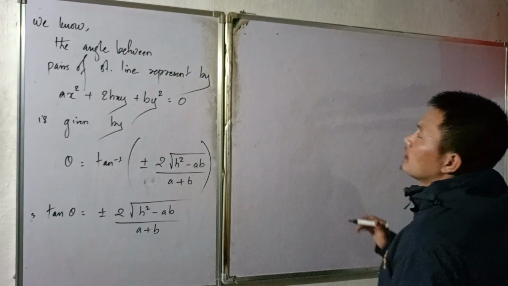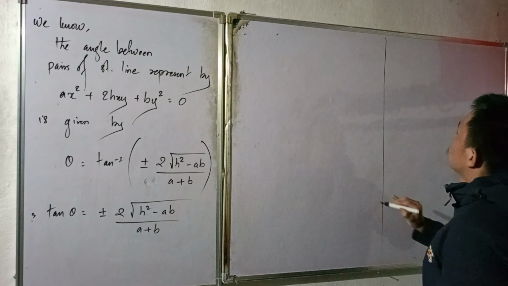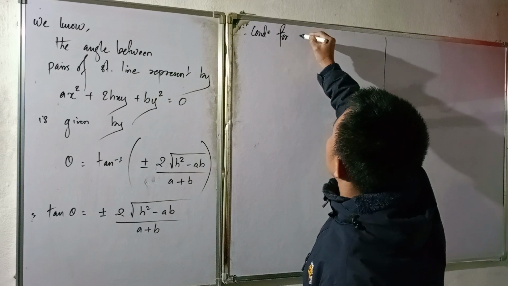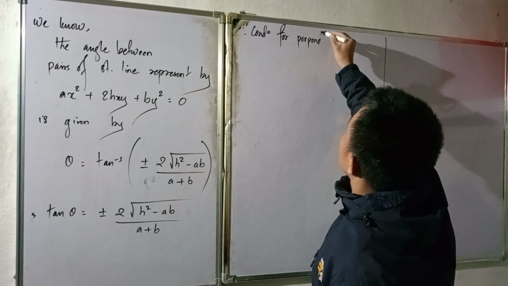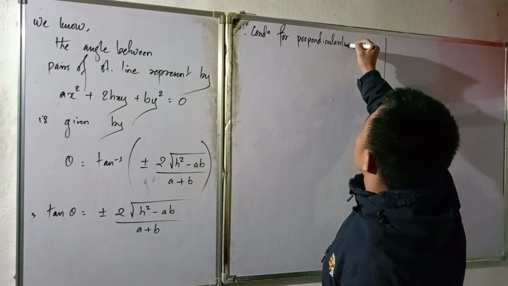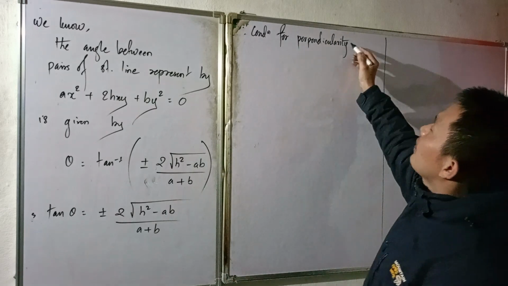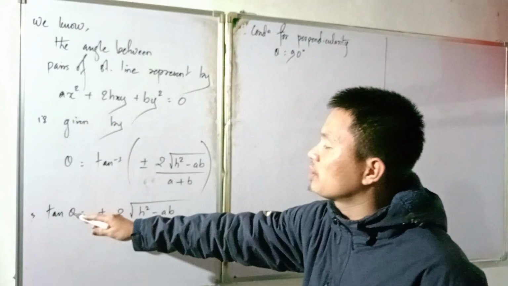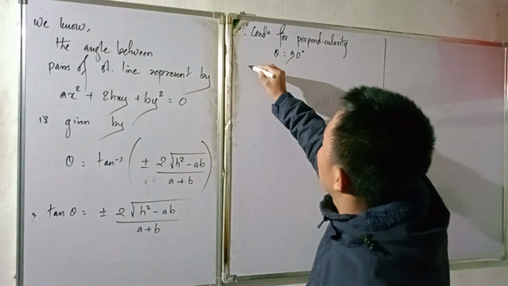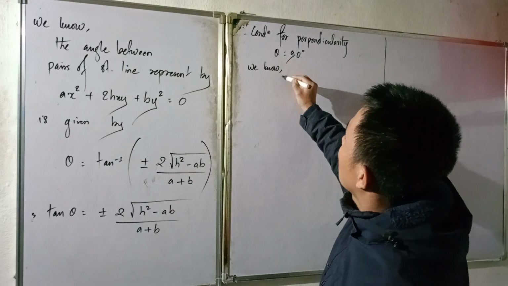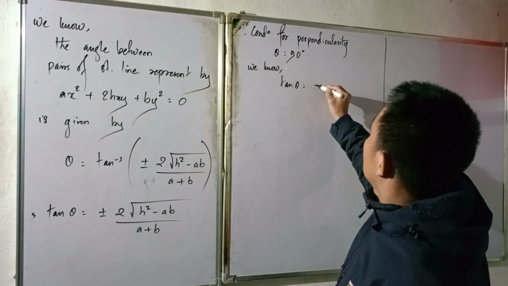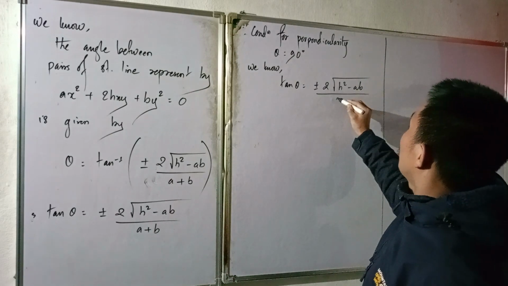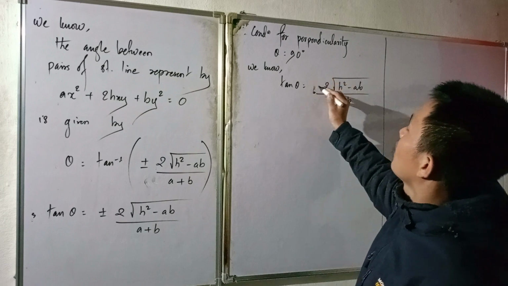Okay, so now for the condition of perpendicularity. In case of perpendicularity, theta must equal 90 degrees. Just place the value of theta as 90 degrees. We know tan theta equals plus minus 2 under root h squared minus ab whole divided by a plus b. So this one is the formula.